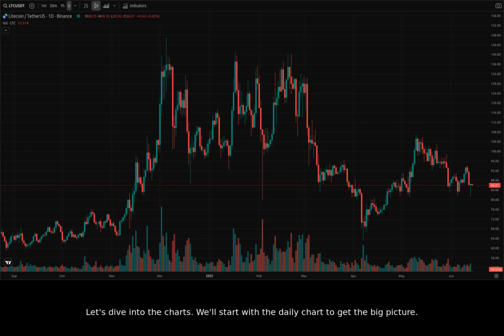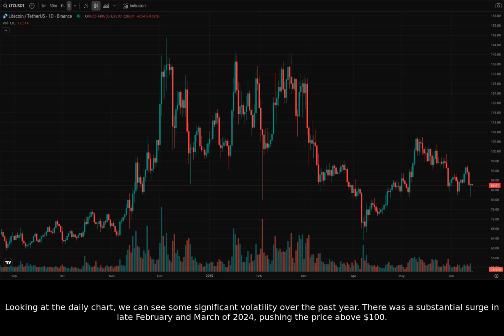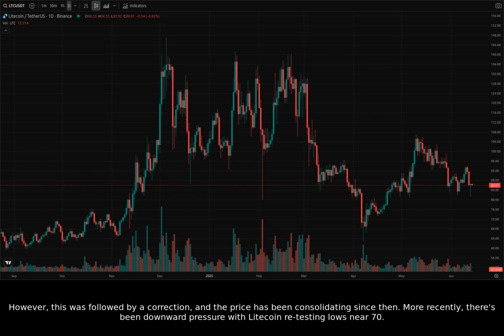We'll start with the daily chart to get the big picture. Looking at the daily chart, we can see some significant volatility over the past year. There was a substantial surge in late February and March of 2024, pushing the price above $100. However, this was followed by a correction, and the price has been consolidating since then.